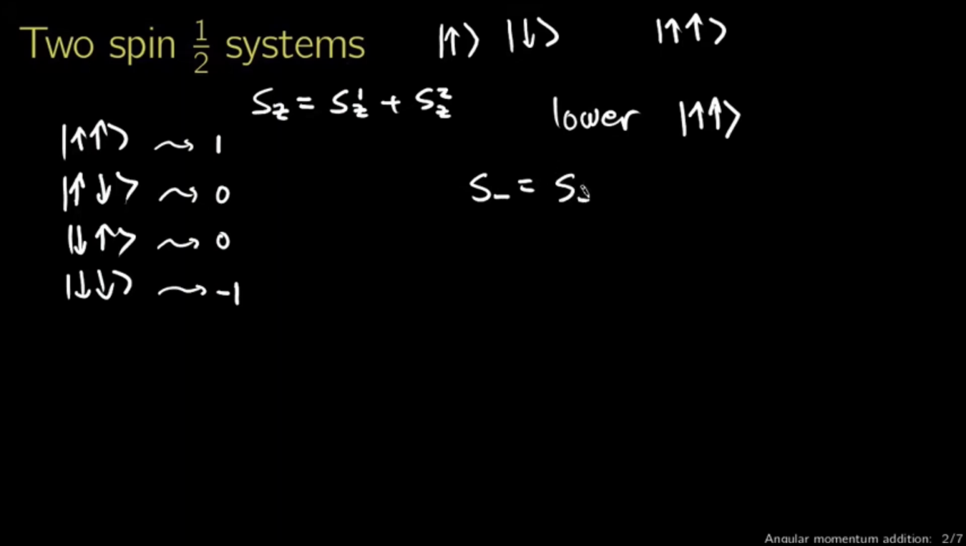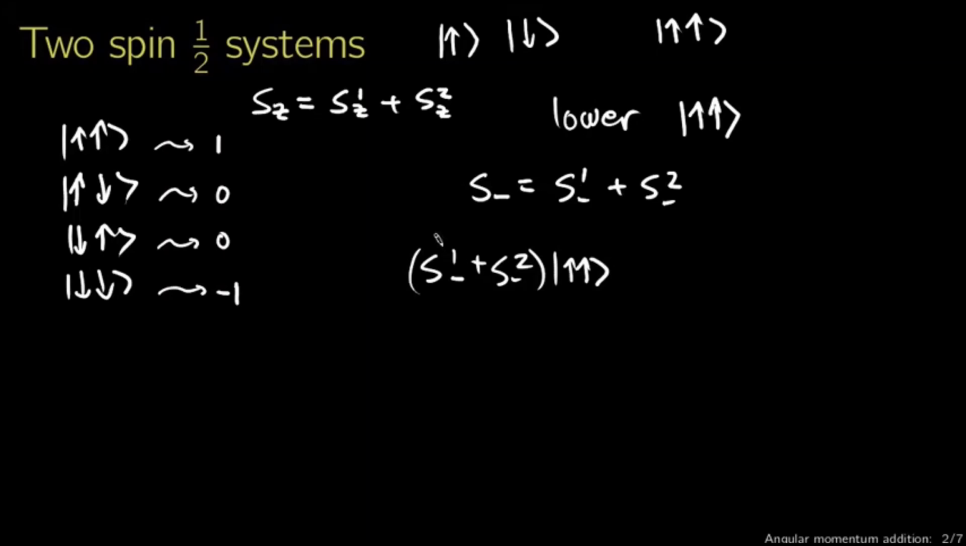So let's write this as s sub minus on 1 plus s sub minus on 2. Don't think this is s sub minus squared. This is s sub minus acting on the second particle in my combined quantum state. So if I actually do that, let's write it out. S sub minus 1 plus s sub minus 2 acting on my up quantum state.